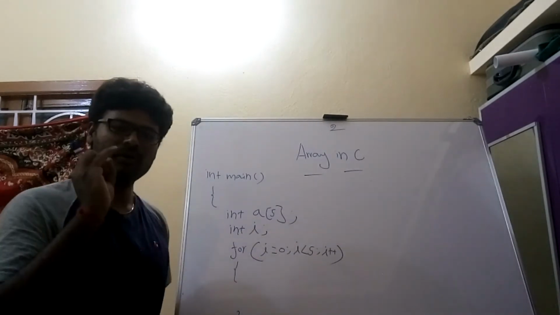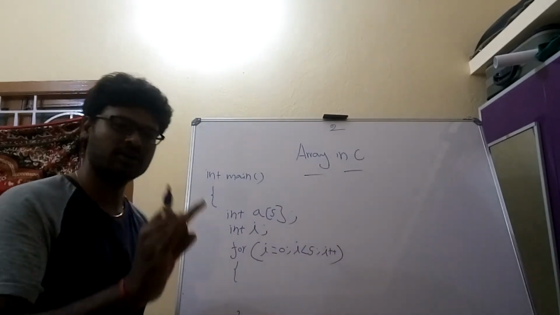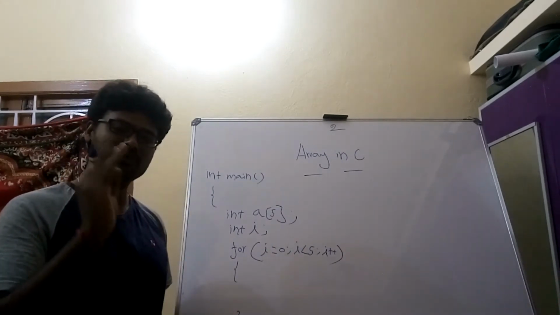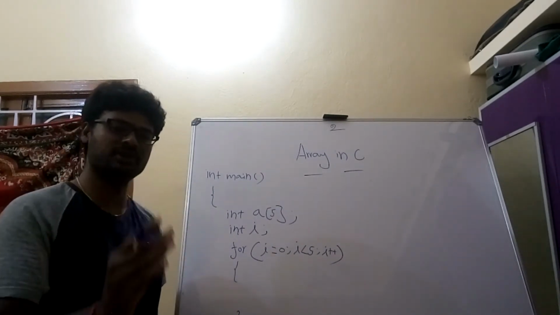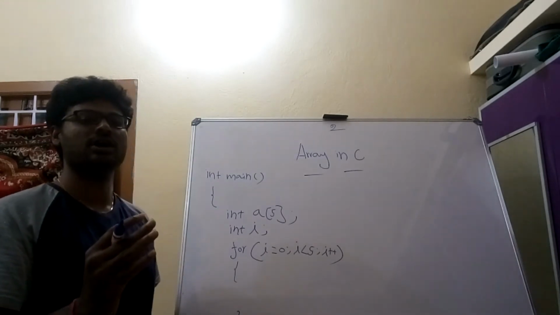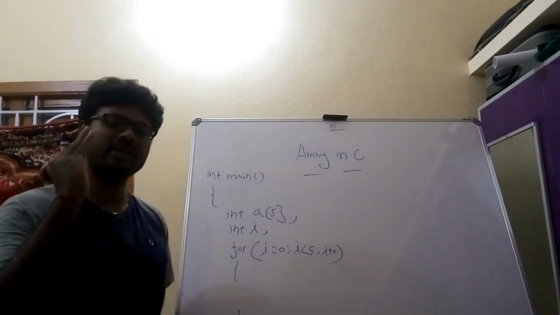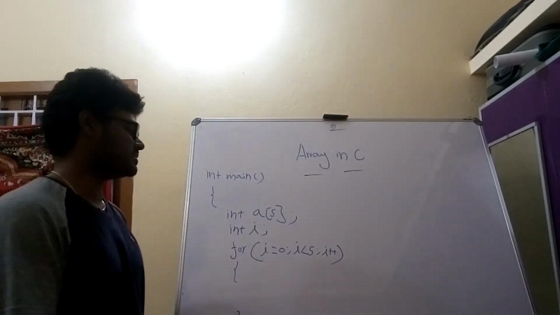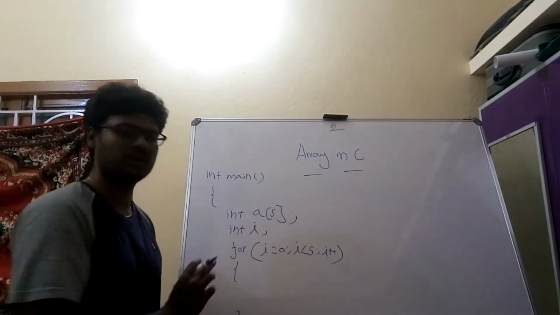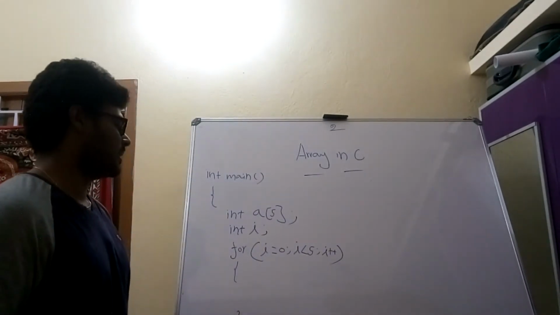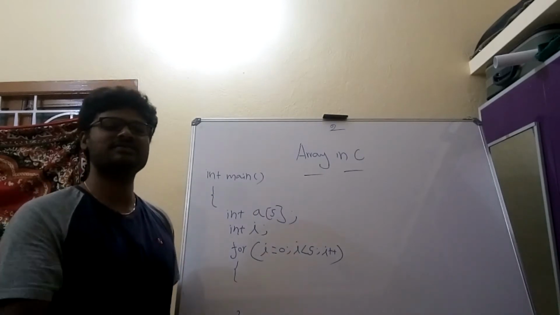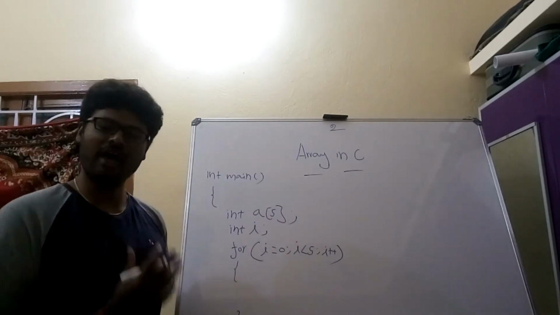i equal to 0 is one iteration, i equal to 1 is the second iteration, i equal to 2 is the third iteration, i equal to 3 is the fourth iteration, and i equal to 4 is the fifth iteration. Totally 5 iterations. This for loop works for 5 iterations. I am going to use this for loop to get elements for an array.